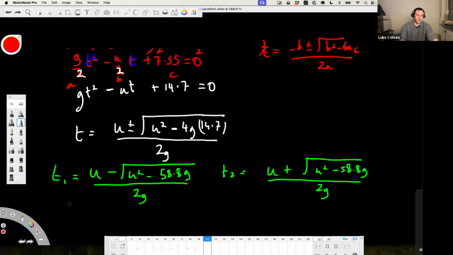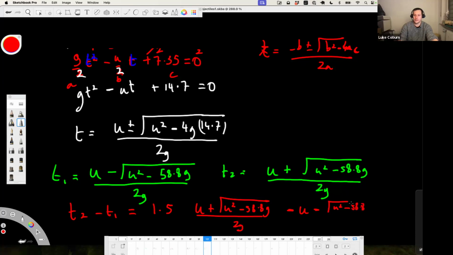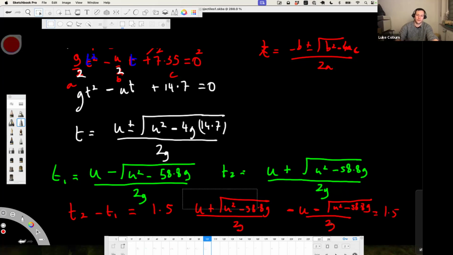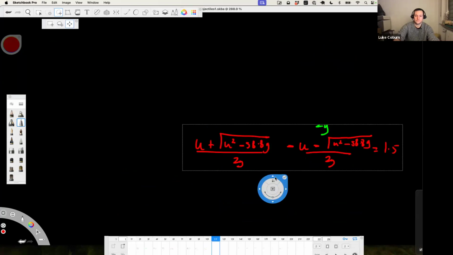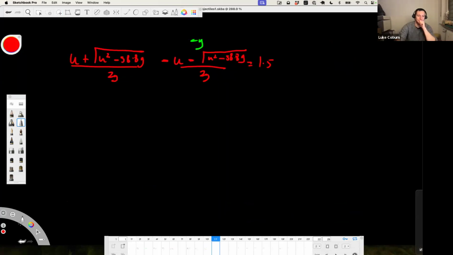Okay, so again, you might be thinking, well, I don't see where this leaves us, but we do know that T2 minus T1 is equal to 1.5. So what does that tell us? That tells us that U plus the square root of U squared minus 58.8 times G, all over 2G, minus U minus the square root of U squared minus 58.8 G, all over 2G, that's equal to 1.5. Okay, almost there. Okay, so what have I got on both sides?